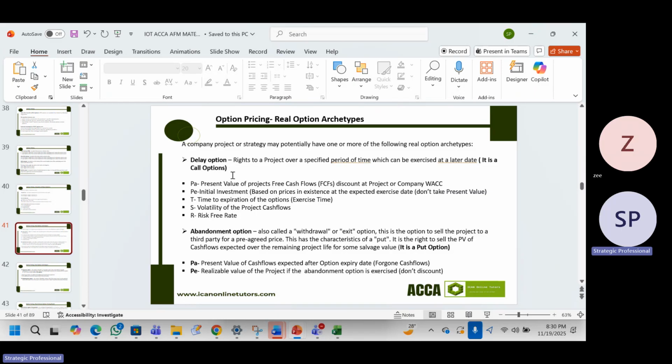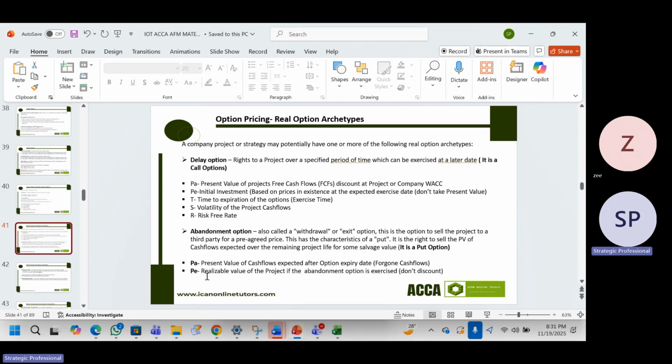I want to do this project, right? So I may not do it now, I may do it later. That's the ability to delay. Is a call option. While for abandonment is a sell, because you want to sell what? The asset. So one, the PA, which I've said, present value of cash flow expected after option expiry date, foregone cash flows.